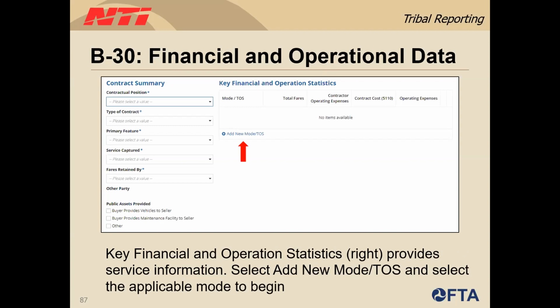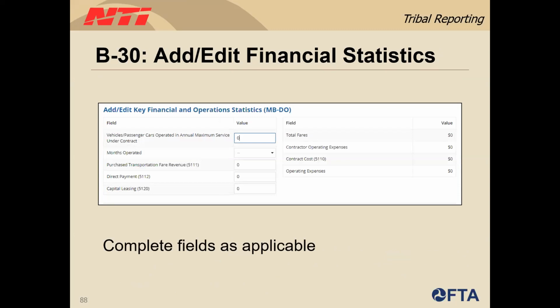The next section refers to this agreement's key financial and operation statistics. Begin by selecting the Add New Mode and Type of Service button and select the appropriate mode or modes for the contracted service. Complete the financial and operating data fields as shown here. We're not going to review each of these data entry fields during this presentation, since not everyone completes the B30 form in their annual report. Again, as I said before, if you have any questions about specific fields on this form, you can always refer to the policy manual, or you can always contact your validation analyst.